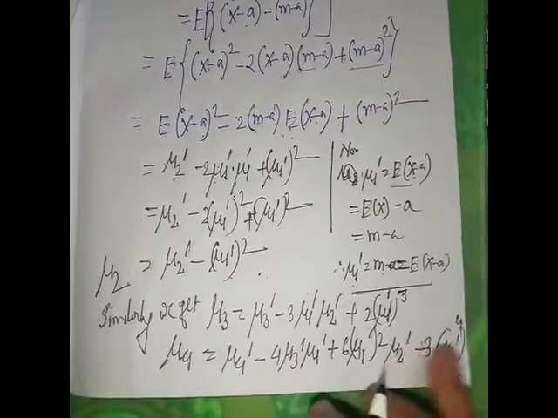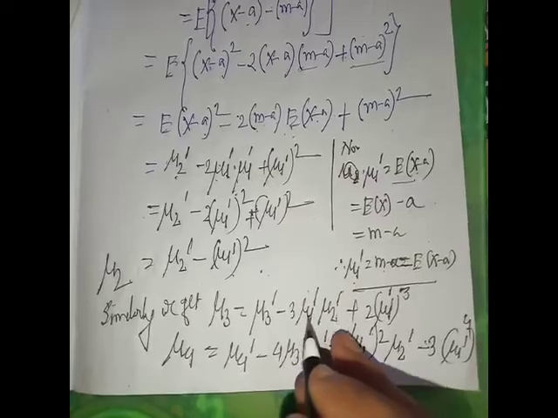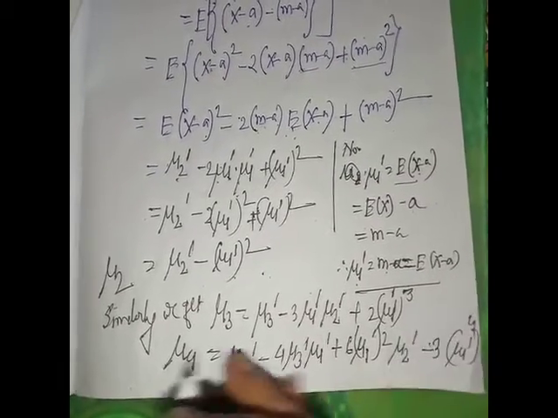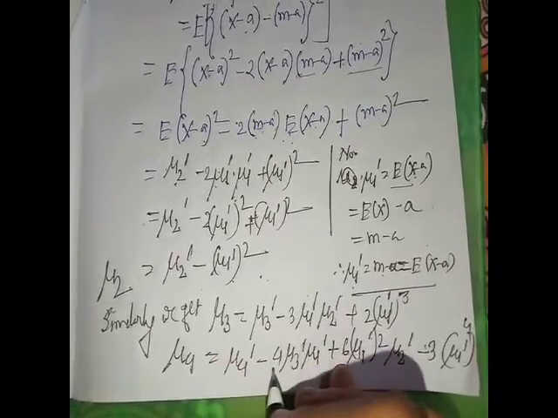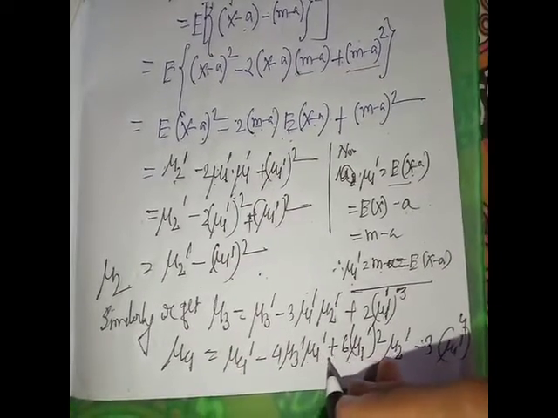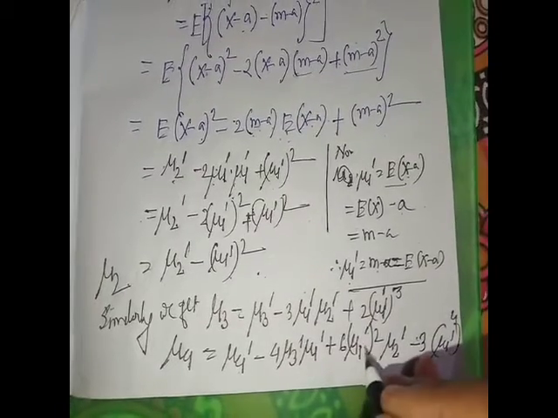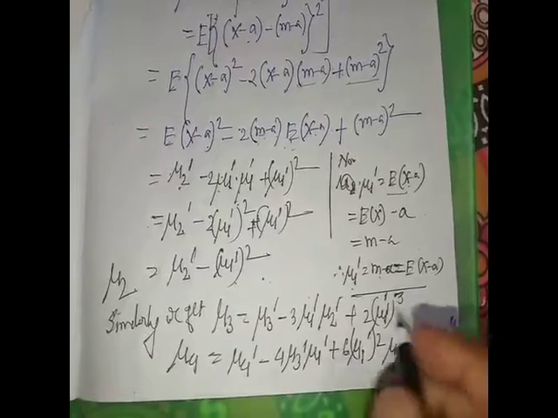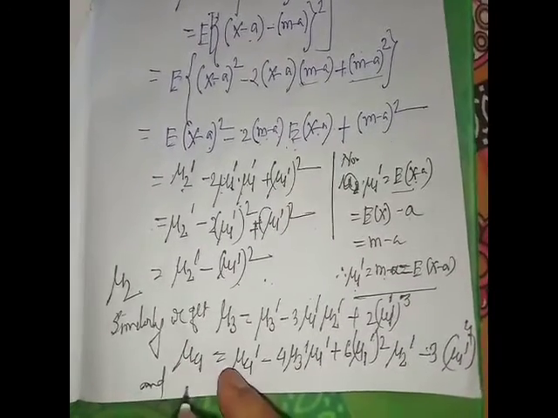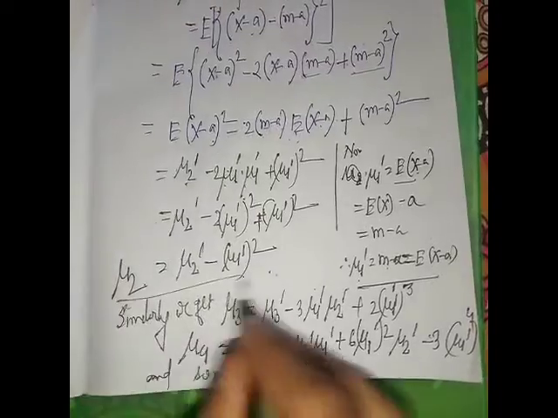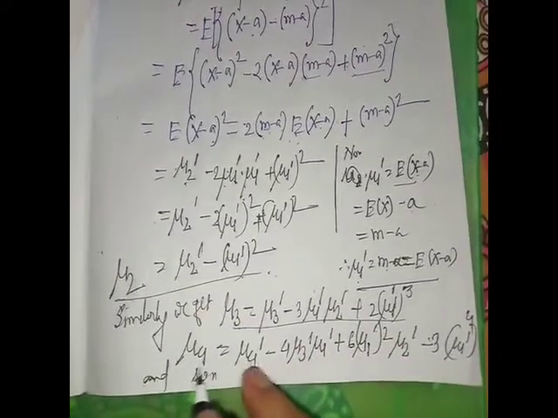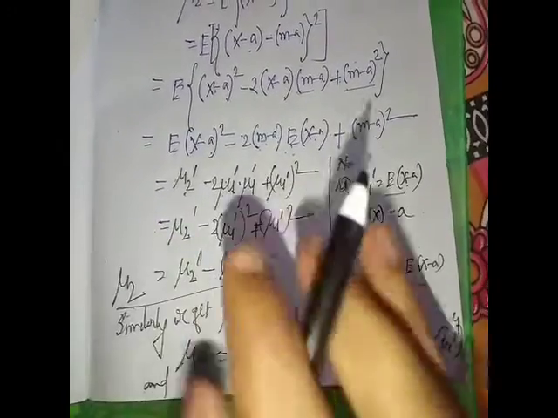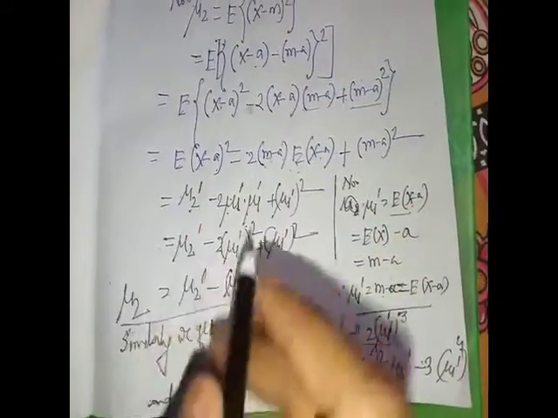Similarly we get mu 3 equal to mu 3 dash minus 3 mu 1 dash into mu 2 dash plus 2 mu 1 dash whole cube, and mu 4 equal to mu 4 dash minus 4 mu 3 dash into mu 1 dash plus 6 into mu 1 dash whole square into mu 2 dash minus 3 mu 1 dash whole to the power 4, and so on. So this is the relation between central moment and moment about a fixed point.